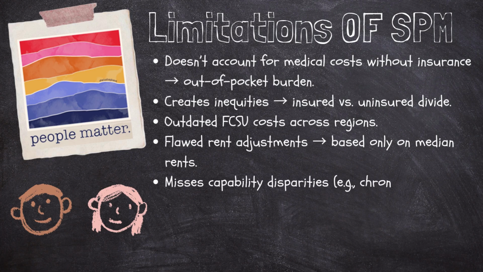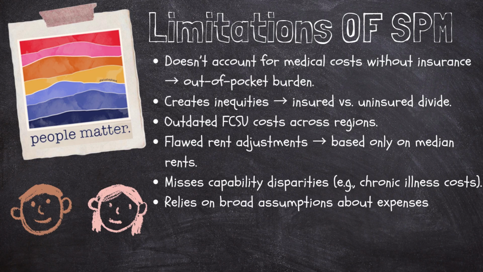This creates inequities across the population, drawing a divide between those with insurance or government assistance and those without, and ultimately penalizing the latter. Furthermore, the SPM does not fully capture costs of SCSU across different geographic locations, and it is especially limited when adjusting rent prices by geography, since the areas that SCSU are calculated for are very broad.